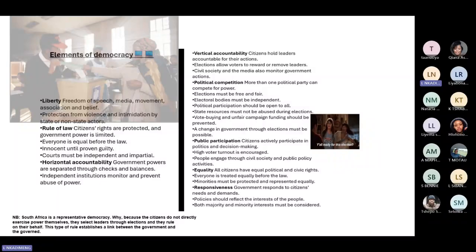Of course, equality. All citizens have equal political and civil rights. Everyone is treated equally before the law. Minorities must be protected and represented equally. But if you look at South Africa's context now, it doesn't apply, and we can debate that. We don't see equal treatment.